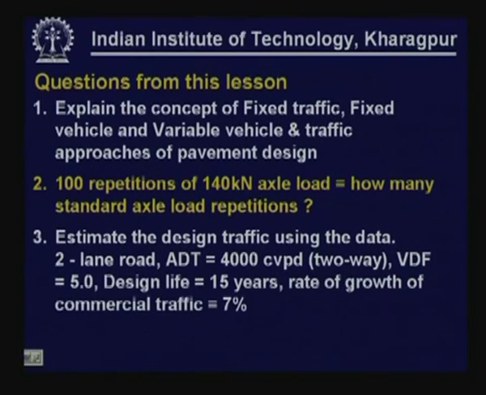Let us see some questions that we would like to be answered. We will provide the answers for these in the next class. Explain the concept of fixed traffic, fixed vehicle and variable traffic approaches for pavement design. Second one: 100 repetitions of 140 kilonewton axle load is equivalent to how many standard axle load repetitions? Third: estimate the design traffic using the following data. There is a 2-lane road, average daily traffic is 4000 commercial vehicles per day, two-way traffic, vehicle damage factor is 5, design life is 15 years, and rate of growth of commercial traffic is 7%.